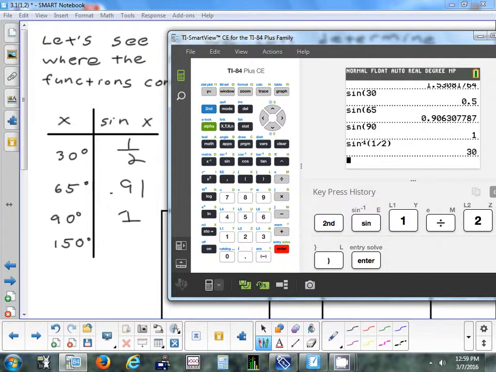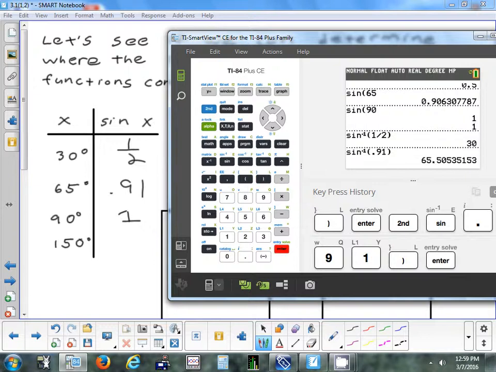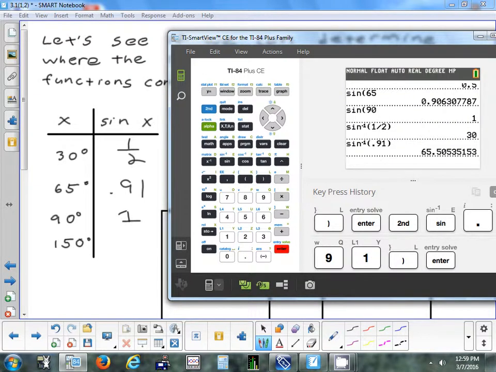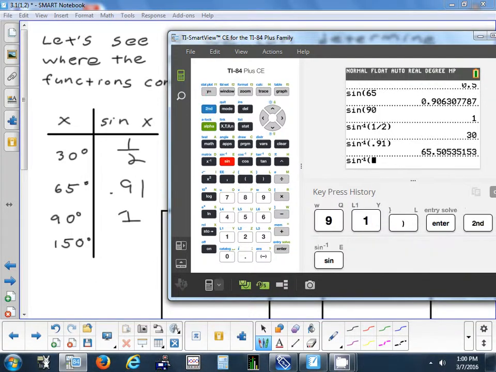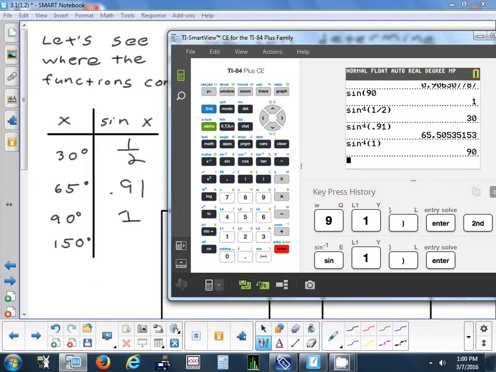What if I type second inverse sine of 0.91? What angle do you think I would get back? Yeah, 65. Or I rounded this, so I might get like 64.9, or 65.5. Okay, it was rounded. And if I did second inverse sine of 1, and I hit enter, what angle would I get back? 90. So the whole point of inverse trig is the answer it gives you is an angle.